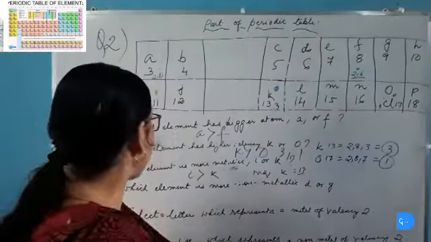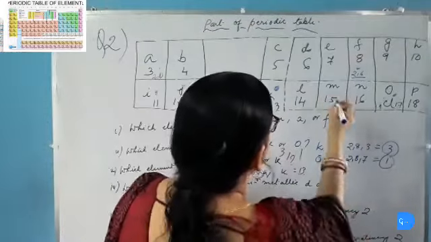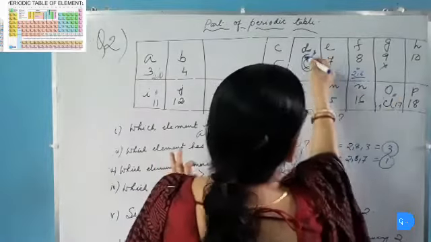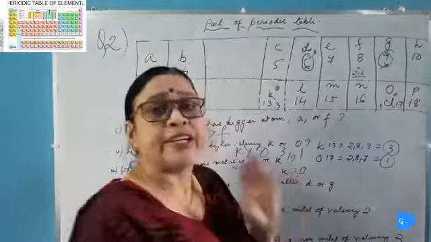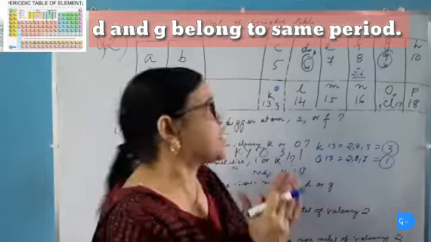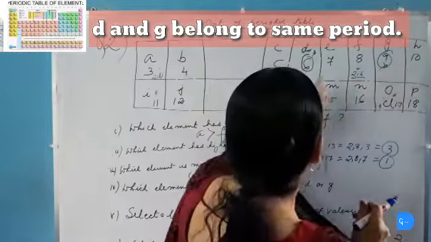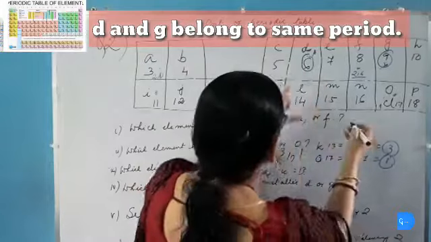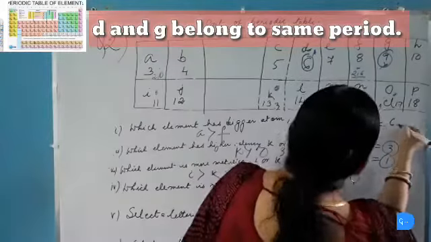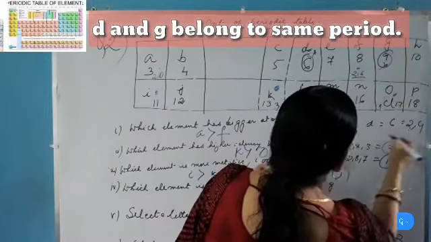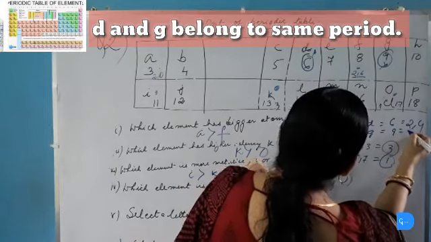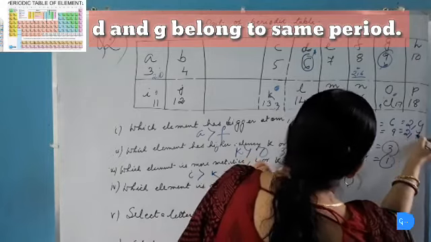Next question. Which element is more non-metallic, D or G? Here D and here G. We know that across a period, or when we move from left to right of a period, non-metallic character increases. So G will be more non-metallic than D. Again, from the electronic configuration also we can find this. D has atomic number 6, so its electronic configuration will be 2 and 4, whereas G has atomic number 9, so its electronic configuration will be 2 and 7.